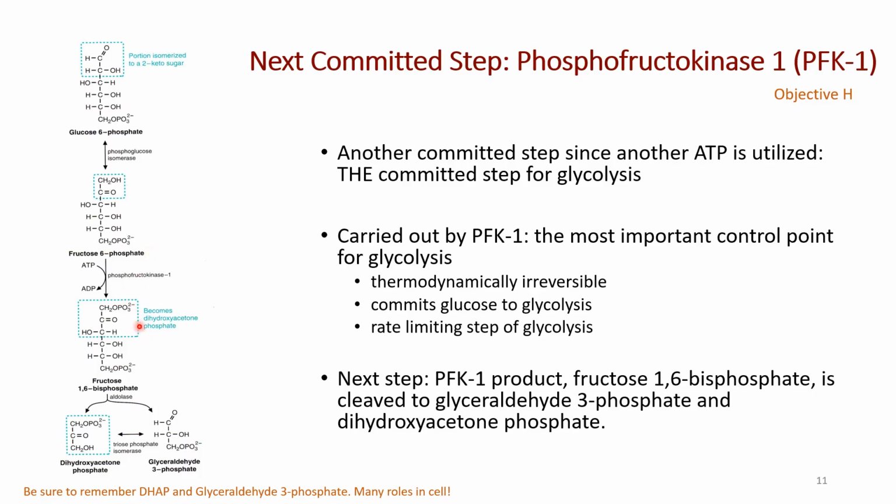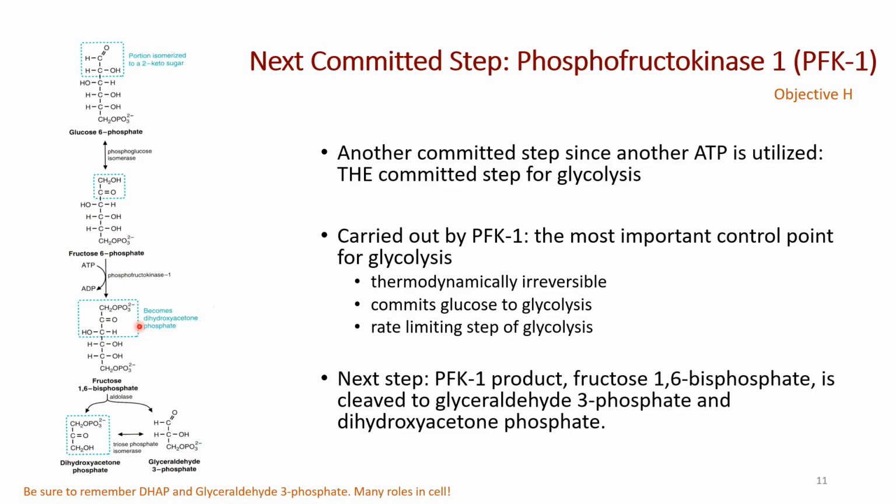So when that happens, this is a committed step because you're committing another ATP to it, but when you make fructose 1,6-bisphosphate, there's really not a lot that molecule can do in a cell besides go forward to glycolysis. So at that point, that's called the committed step for glycolysis. And when it shows up, you know that you're on your way to making pyruvate.